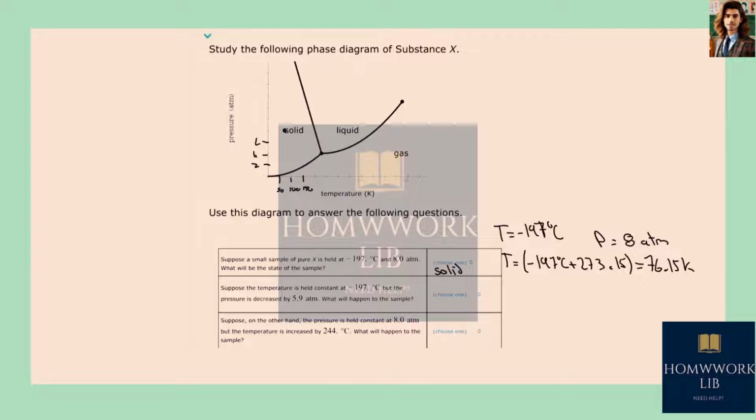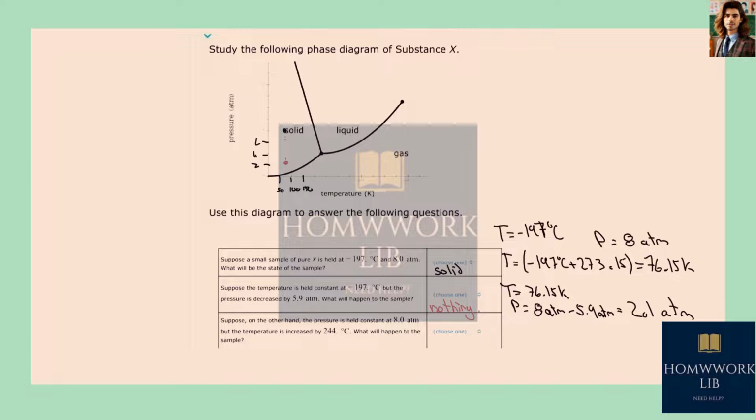Now, for the second point, we're told that the temperature is going to stay the same. We're going to stay at 76.15 Kelvin. But now the pressure is going to drop by 5.9 atmospheres. So that means that my pressure is 8 atmospheres minus 5.9 atmospheres, giving us 2.1 atmospheres. So this second point, I'm going to put it in red. We're going to go down all the way to this section. So what will happen to the sample? Essentially nothing. The sample will stay as a solid because we have not decreased the pressure enough to reach the sublimation point at that given temperature.